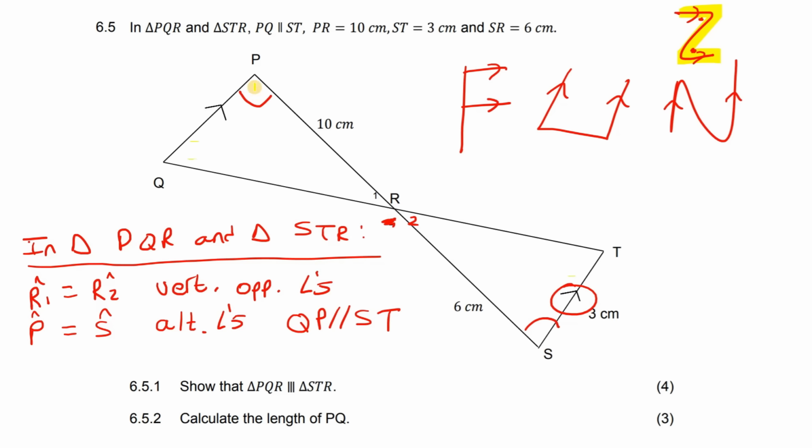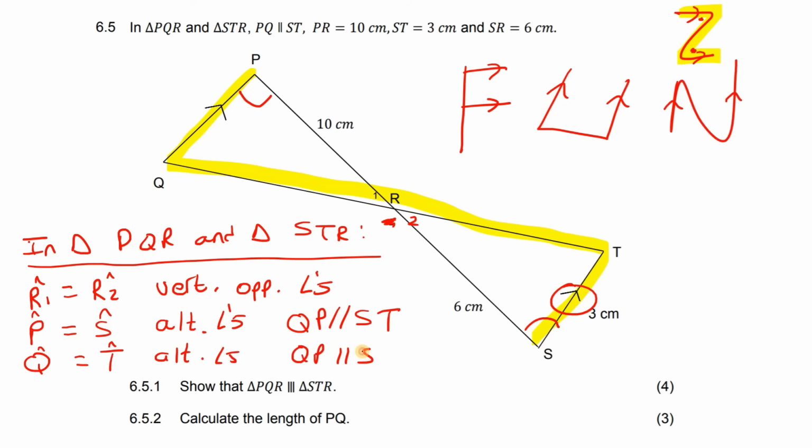So we're going to say Q is the same as T, and it's the same reason. QP is parallel to ST. So there we've done it. We've showed all three angles. We're not saying that all angles are the same. We're just saying that those two angles are the same, so this one and this one. And then those two angles are the same. So all of the matching ones are the same.